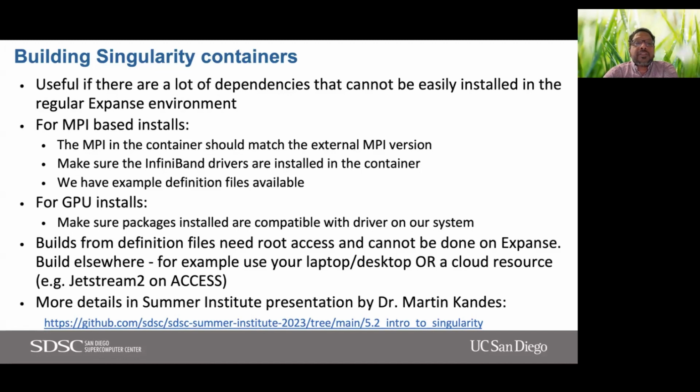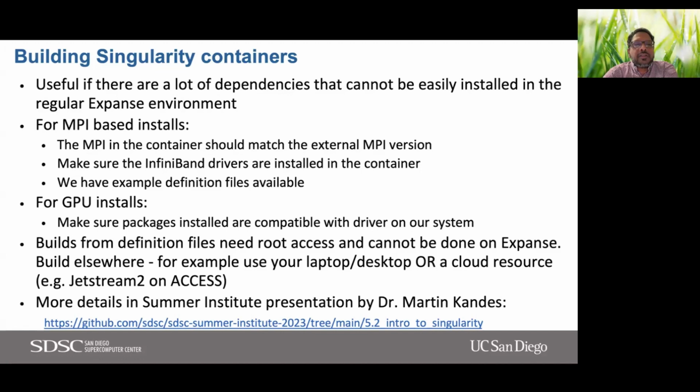That means you have to make sure the InfiniBand drivers, which are for the network cards on our system, are installed in the container. We have example definition files. The link that I had to Marty's repo has definition files with the right drivers and everything. So if you are building a container with a package that needs MPI, just make sure you have the IB drivers and then build the MPI within the container using that driver. And then you can do the rest of it normally.